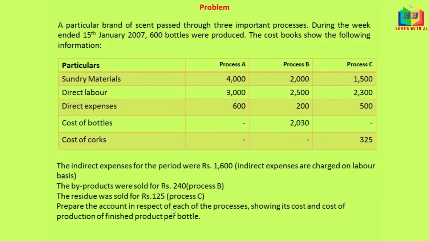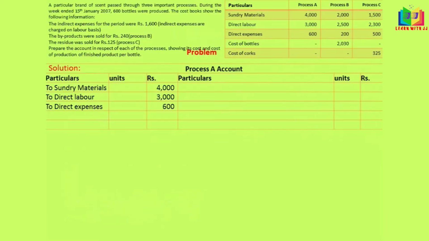Prepare the account in respect of each of the processes, showing its cost and cost of production of finished product per bottle. We have to find the cost per unit at every stage, and also the cost of the finished product. Yes, let's see how to do this problem.